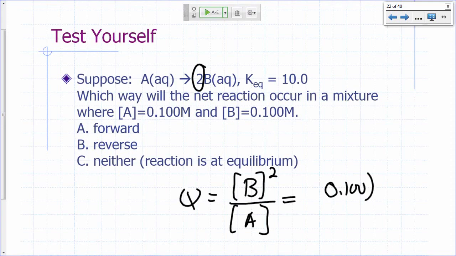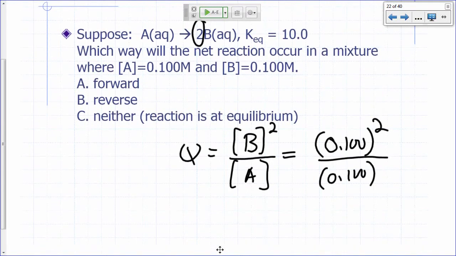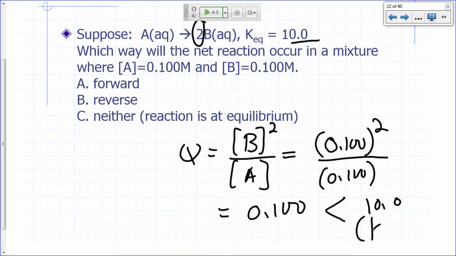0.1 squared divided by A, which is 0.1. What is 0.1 squared over 0.1? 0.1. Is that less than, greater than, or equal to KEQ? Less than 10.0, which is our KEQ. So the reaction will go forward.